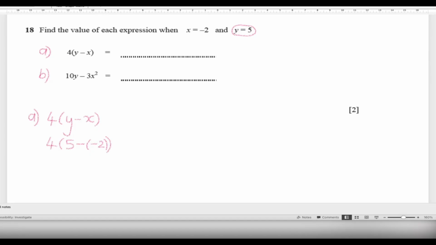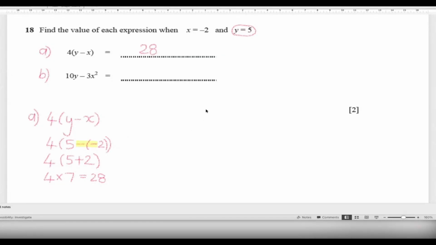Okay. Now, a negative times a negative is equal to a positive. So this actually becomes 5 plus 2. Now, what is 5 plus 2? 5 plus 2 is equal to 7. What is 4 times 7? 4 times 7 is equal to 28. So the value for question 18A will actually be 28. Well done to those of you that got it right.